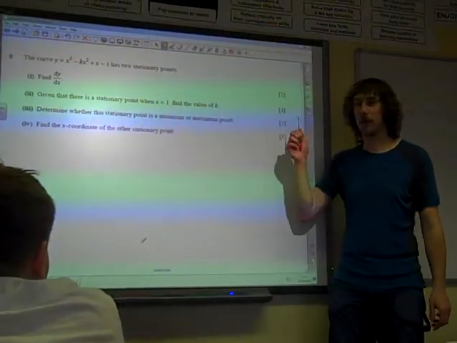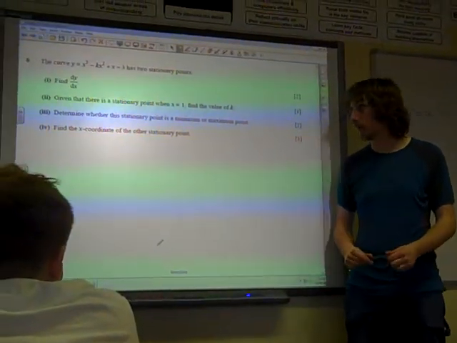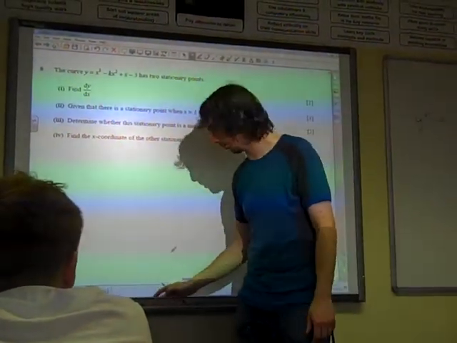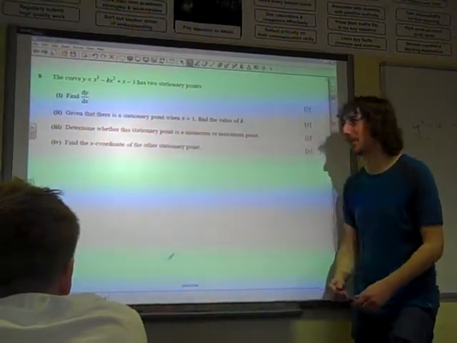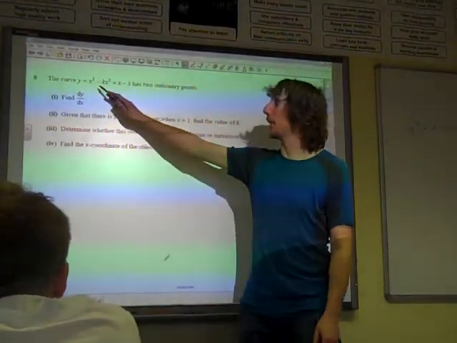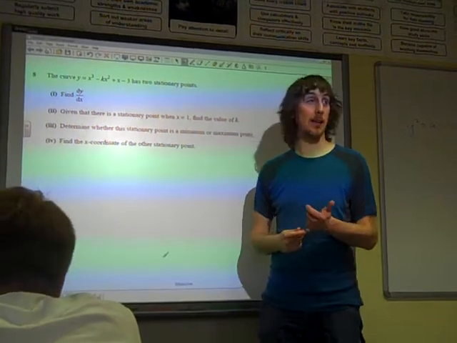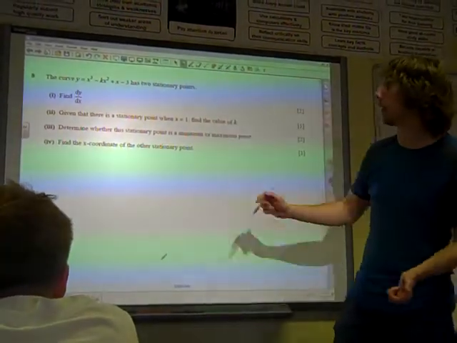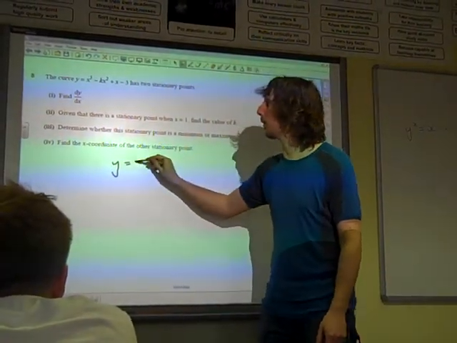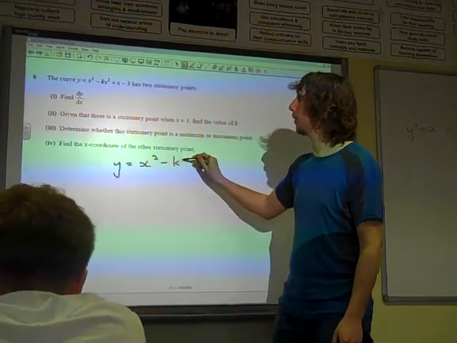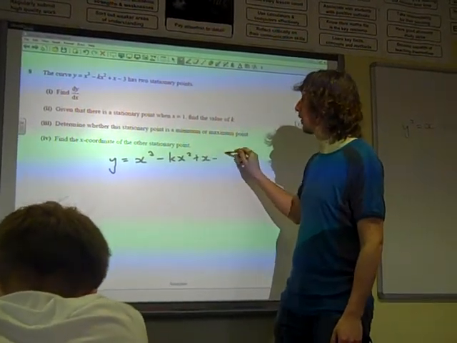Okay, the last one that we're doing. Question 8 on June 2008, core 1. Might not have been that paper, whatever. There we go. Find dy by dx if y equals this bit here. Now we're told this curve has 2 stationary points. That's quite a nice start.